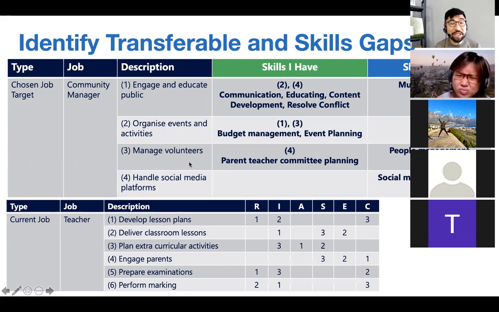So like managing volunteers, you can relate a story that you were in a parent-teacher committee planning, and that requires you to work with parents because they are also volunteers, and they are not easy people to work with because there are so many of them. And this really allowed you to build up that skill of volunteer management. So you have stories to tell. Doing this allows you to perform well at the interview also.